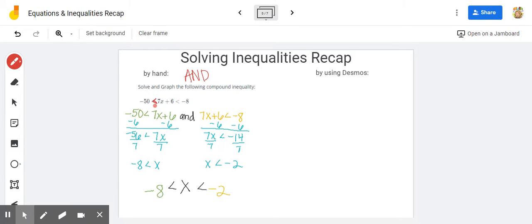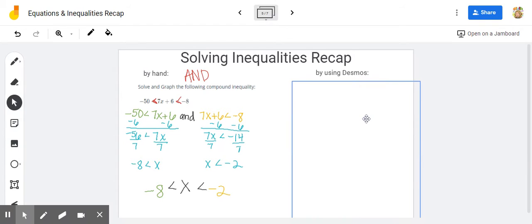So I'm going to do negative 50 less than 7x plus 6. And then in the second inequality across my and is 7x plus 6 is less than or equal to negative 8. And now I can solve that by hand by subtracting 6 on both sides on both inequalities and dividing by 7 on both inequalities. And you can fuse it all together at the very end. So the lowest I can go is negative 8, but the highest I can go is negative 2.